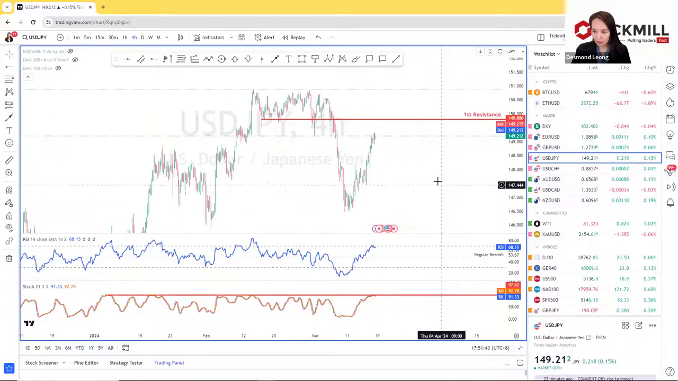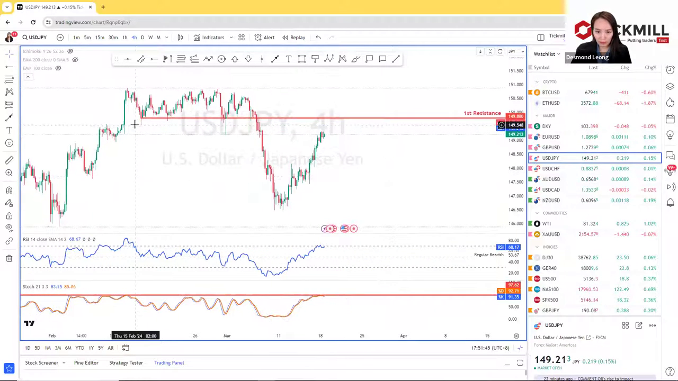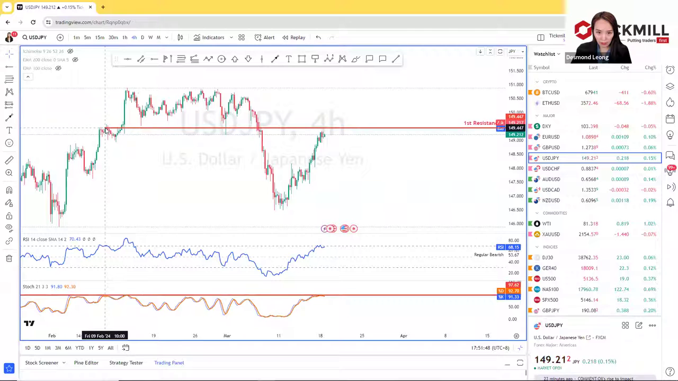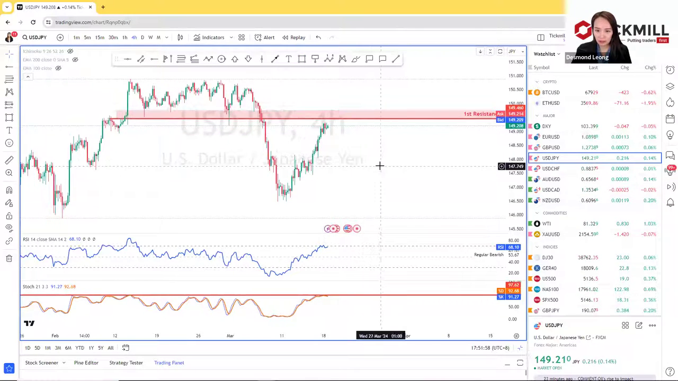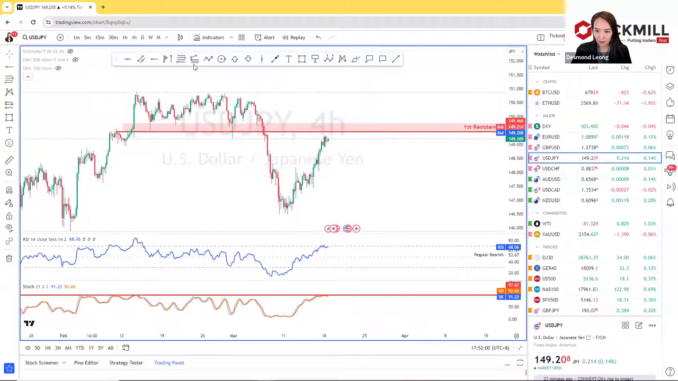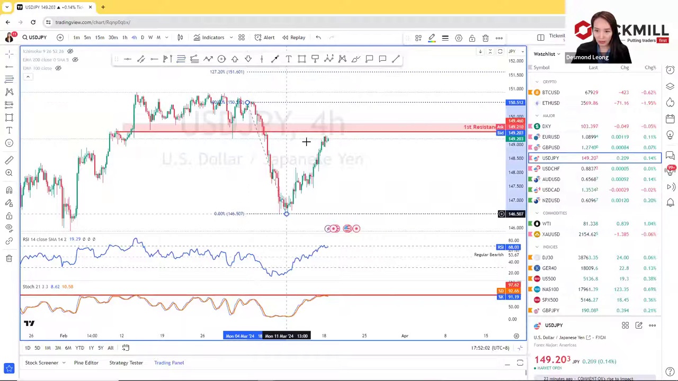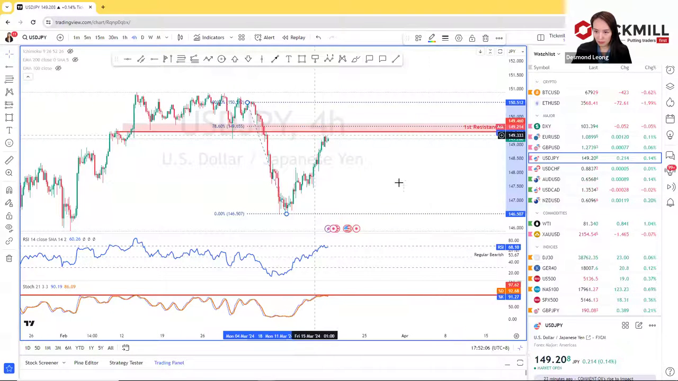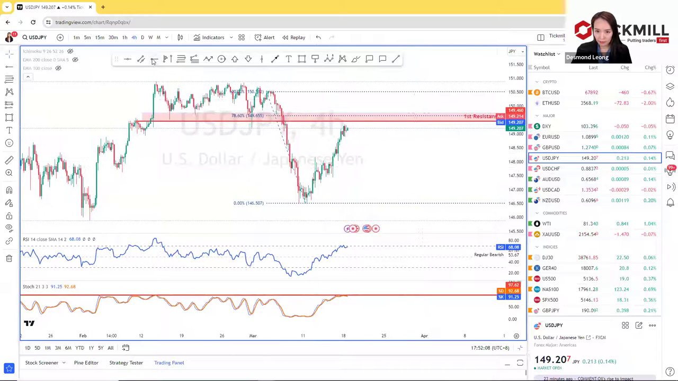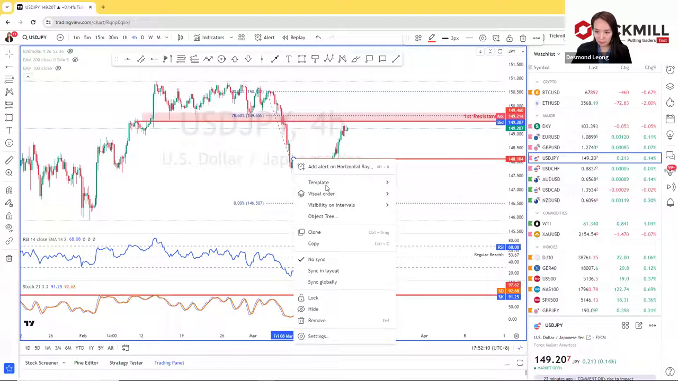Just drop a click to make it bigger. Again, if I adjust, it might be here. And if you want to highlight the zone, it will be something like that, for the first resistance. I think that will line up with 78.6% somewhere here. And this is your first support.